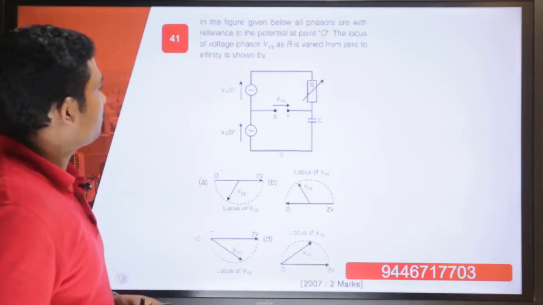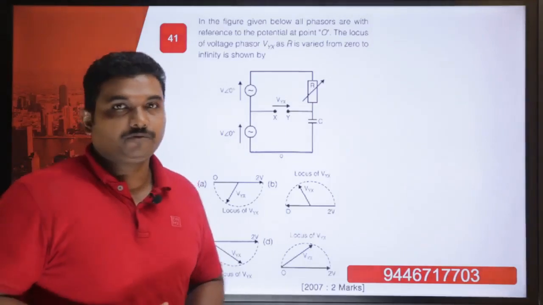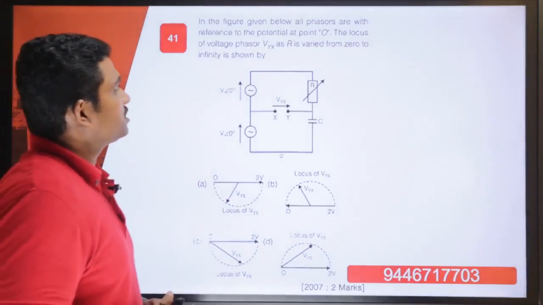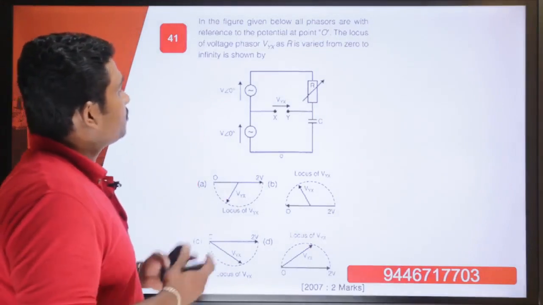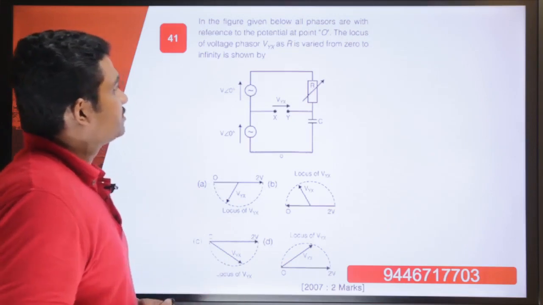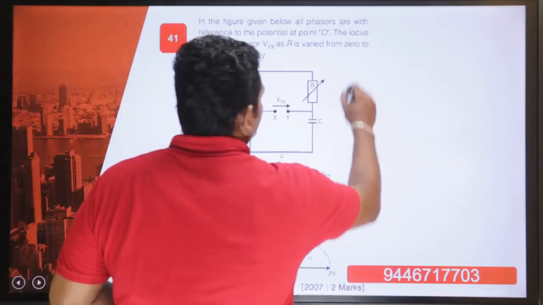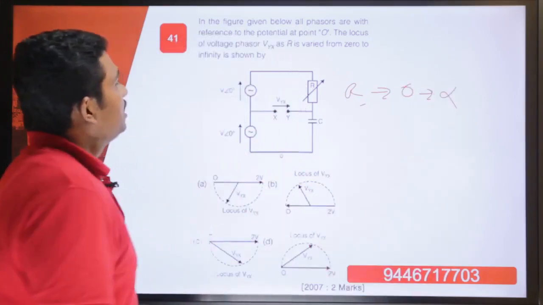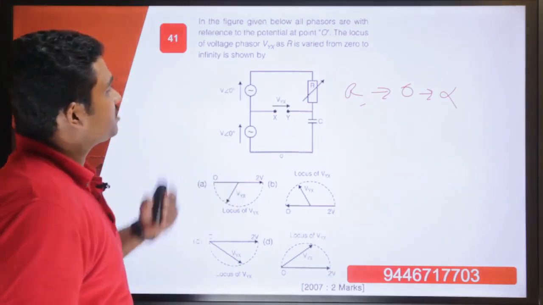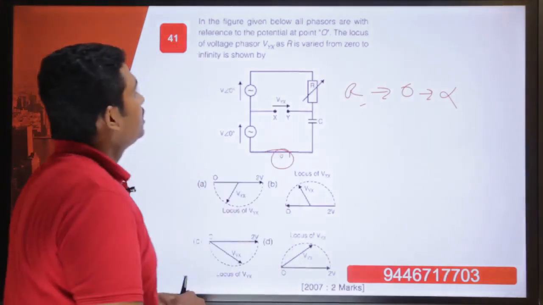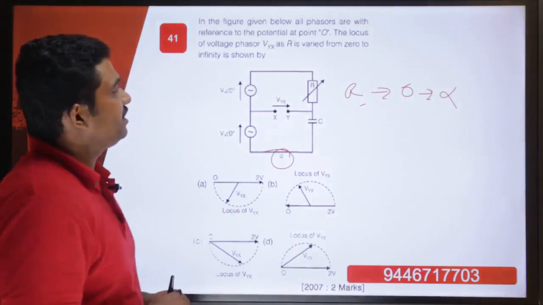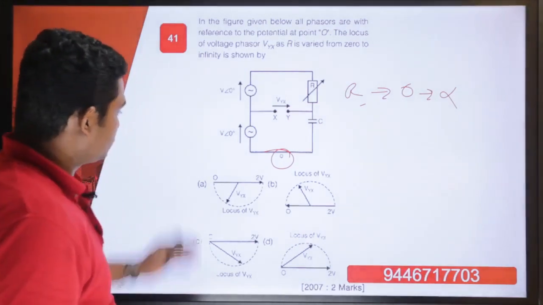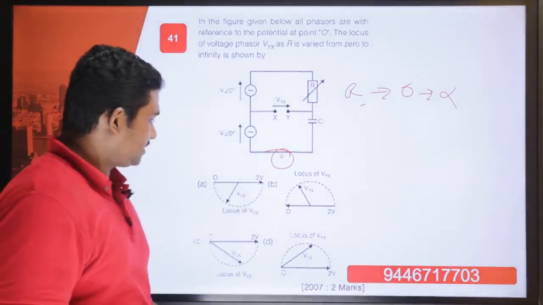Now question number 41. In the figure given below, all phasors are with reference to the potential at point O. The locus of voltage phasor Vyx as R is varied from 0 to infinity, shown by which choice, is the question. So here also we are varying R from 0 to infinity. Four choices are given: A, B, C and D.